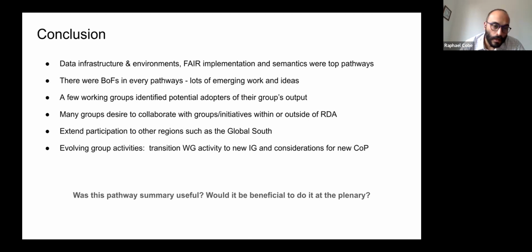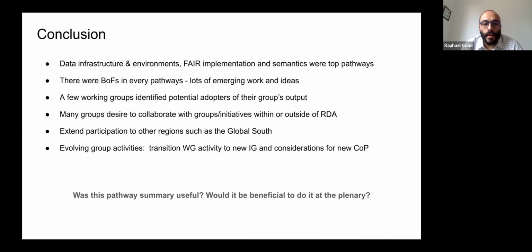One key thing for me, at least, is that a lot of the groups reported the desire to collaborate with other groups within RDA and even outside RDA. So I think this is a very important thing. This is something that we should take into consideration and try to build a platform that could help groups connect to each other. There's also a need for extending the participation to other regions, such as the Global South.